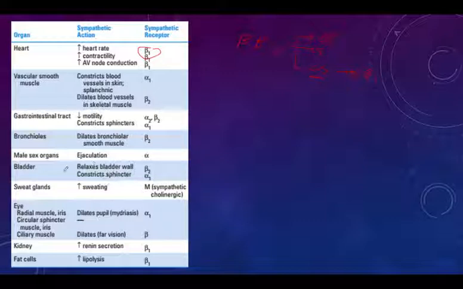So I'm not going to have you just memorize this whole thing, but if you remember, like I said, the fight or flight, you really don't even need to memorize it, because in a fight or flight situation, increased heart rate, contractility, and AV nodal conduction in the heart makes sense. You constrict blood vessels in the skin and splanchnic, and you dilate the blood vessels in the skeletal muscle.